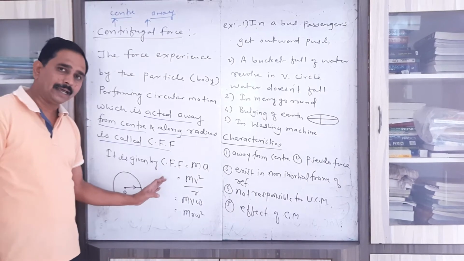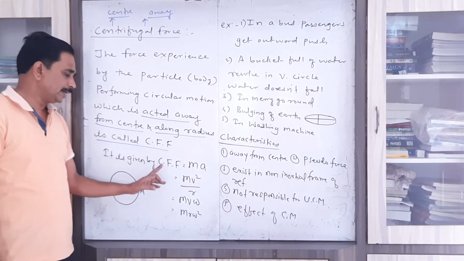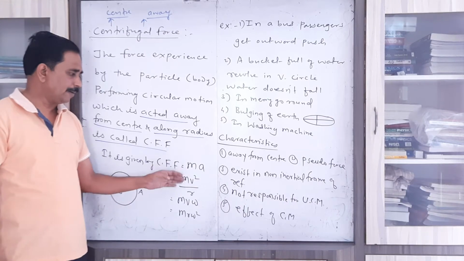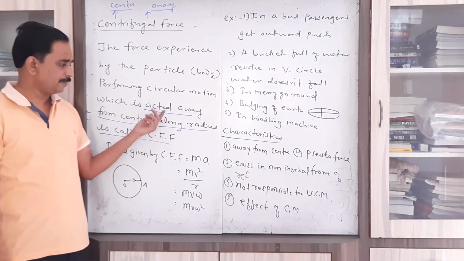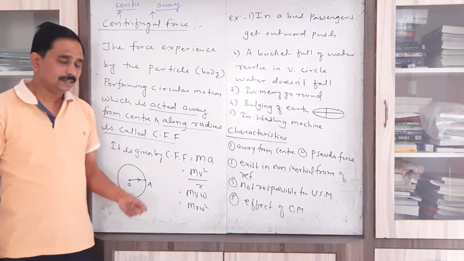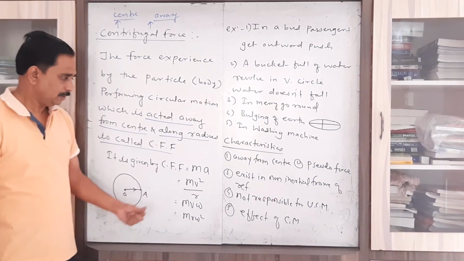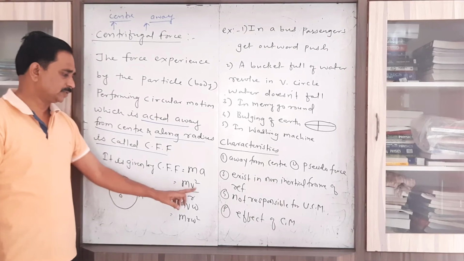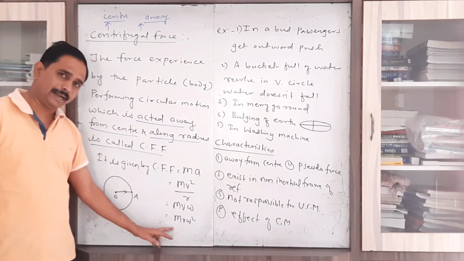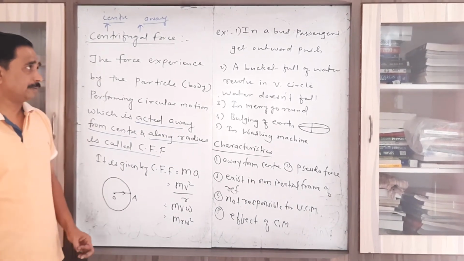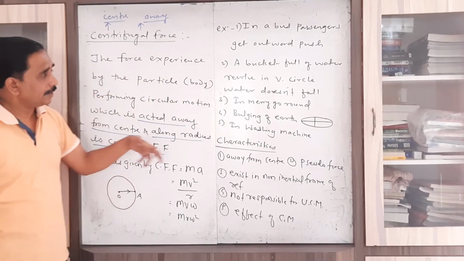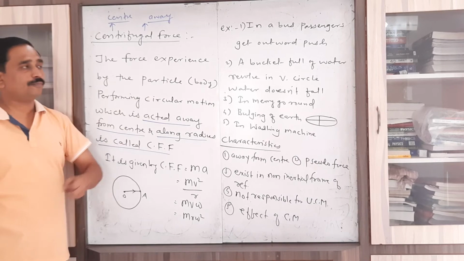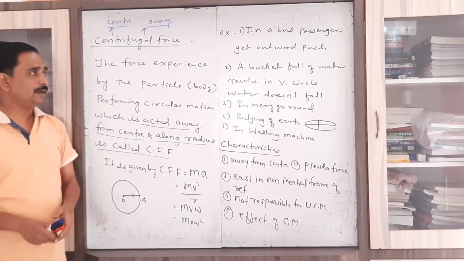So that's why I write here the same formula, that is centrifugal force equals m into a, where m is the mass of that body or particle performing circular motion and a is the centripetal acceleration. I write here m v square by r, m v omega and m r omega square. Now consider the examples in which we can experience this type of force, the centrifugal force.